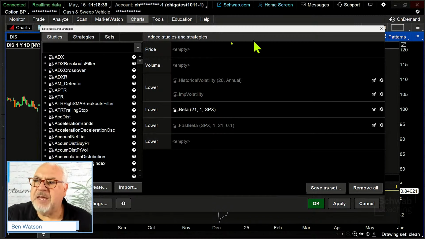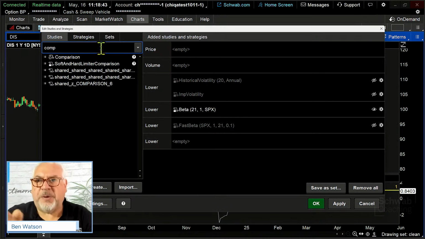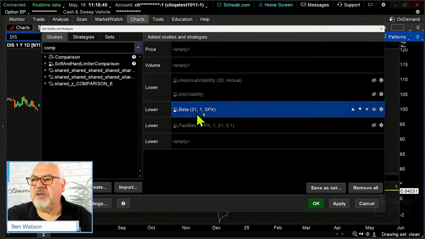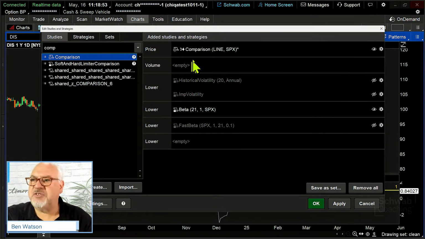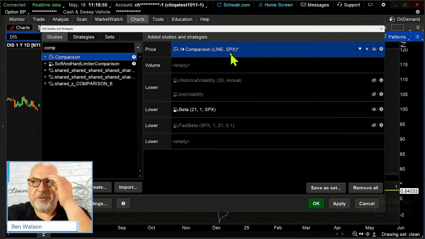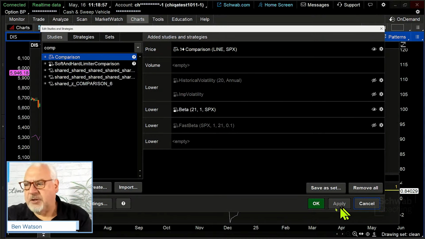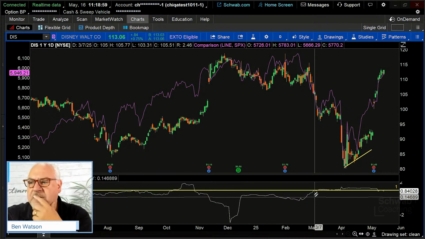So what I'm going to do here as well is come up here to my Flask icon, and I'm going to type in the word COMP, comparison. Now, you notice that this beta is related to SPX, the S&P 500. So we're going to do the same comparison here. I'm going to choose comparison, and I just want to simply show the SPX. And I'm going to click on apply and OK.